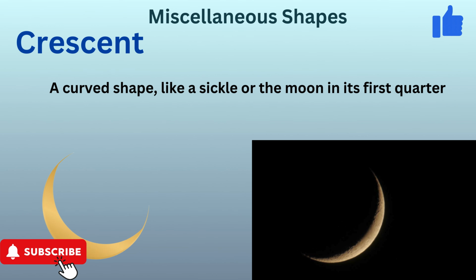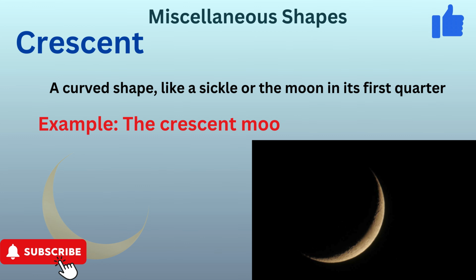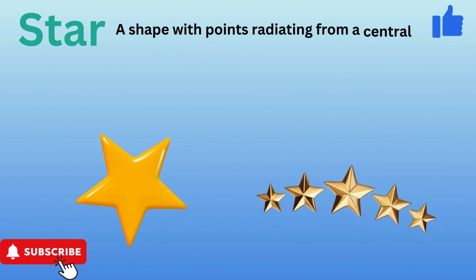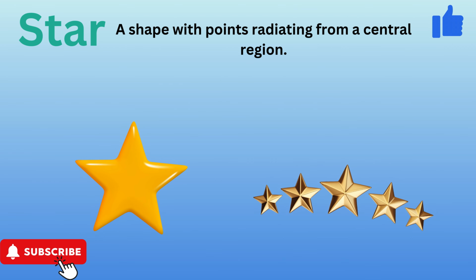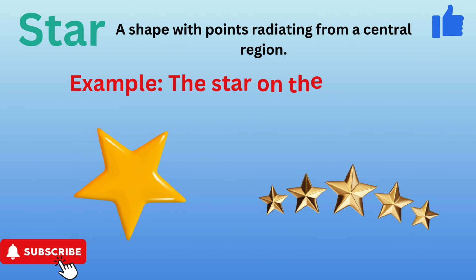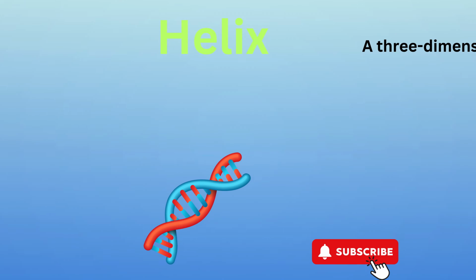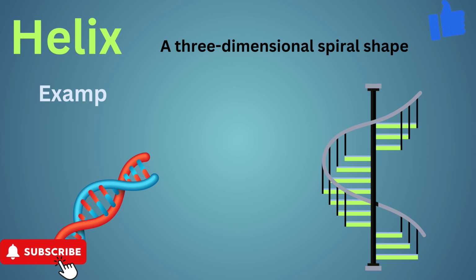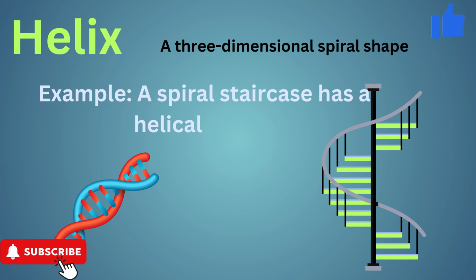Miscellaneous shapes. 1. Crescent, a curved shape like a sickle or the moon in its first quarter. Example, the crescent moon shines in the sky. 2. Star, a shape with points radiating from a central region. Example, the star on the flag has 5 points. 3. Helix, a three-dimensional spiral shape. Example, a spiral staircase has a helical shape.